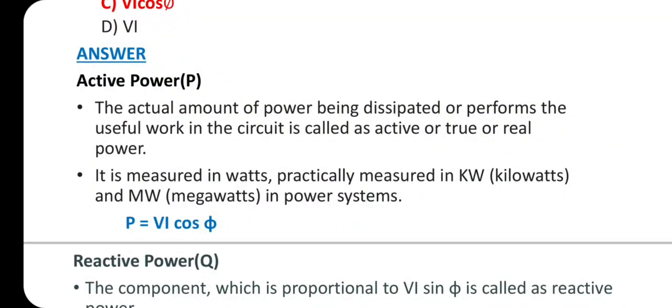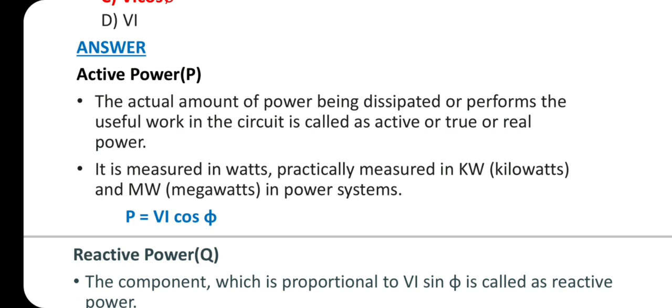Active power is denoted as P. The actual amount of power being dissipated or performs the useful work in the circuit is called as active or true or real power. It is measured in watts, practically measured in kilowatt and megawatt in power systems. And P is VI cos phi.